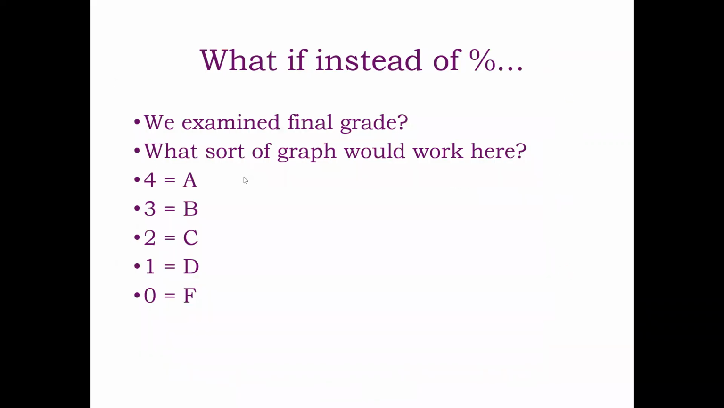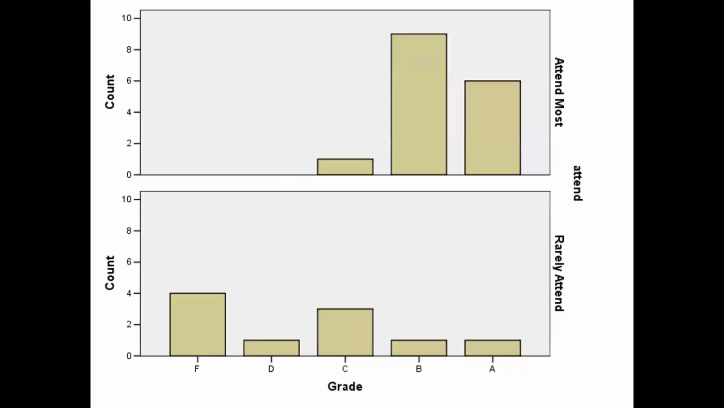But what if we use, instead of percent, letter grades? Okay. Letter grades are ordinal data, so we can use bar charts. But with a bar chart, we can still split it up in categories by attend most and rarely attend. And we can see this might be a little bit more informative because we're not so interested in, as students, whether we get a 95 or a 75 or an 81. We really just need to know if we get an A, a C, a B, an F, or a D, right?